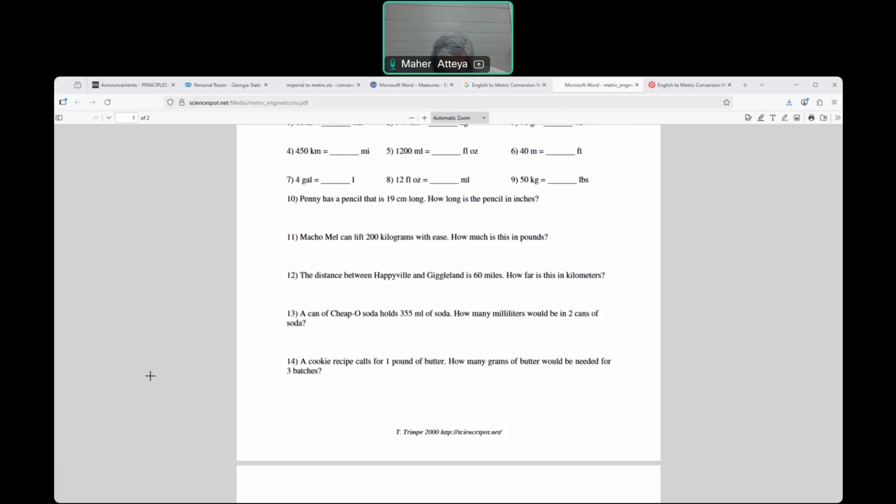A recipe called for 1 pound of butter. How many grams? That's a good question. That's a conversion. Grams is metric, and pound is English; both are basic units for mass. Metric uses grams as the basic unit for mass, and the pound is the basic unit for mass in the English system. We mentioned this a couple minutes ago.